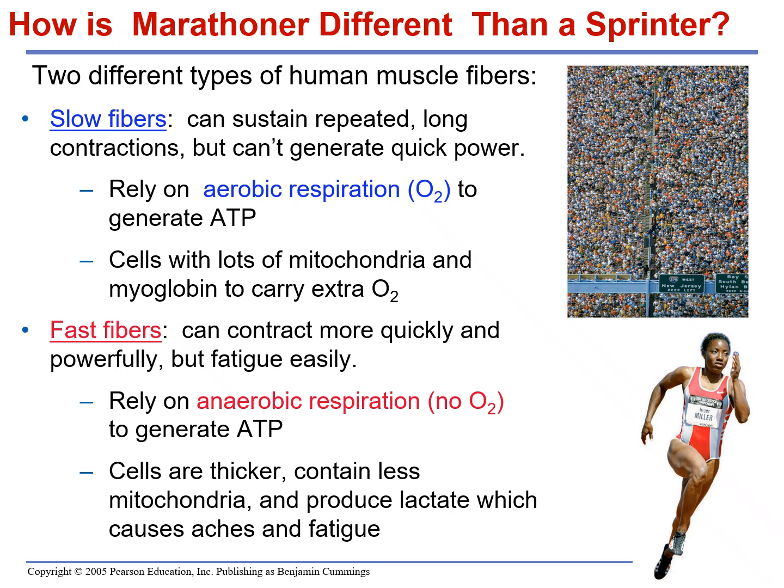Fast fibers can contract more quickly and powerfully, but fatigue easily. They rely on anaerobic respiration and not oxygen to generate ATP. These cells are thicker, contain less mitochondria, and produce lactate, which causes aches and fatigue. So, guess which one is for which? Well, slow fibers could be used for a marathoner, and fast fibers are used by a sprinter.